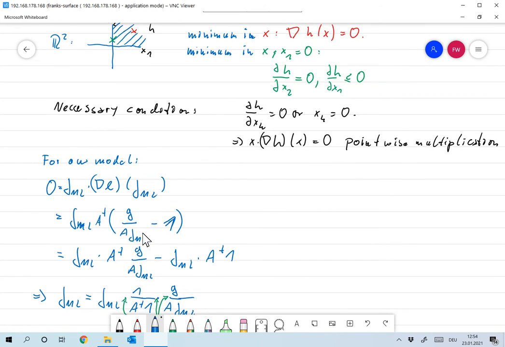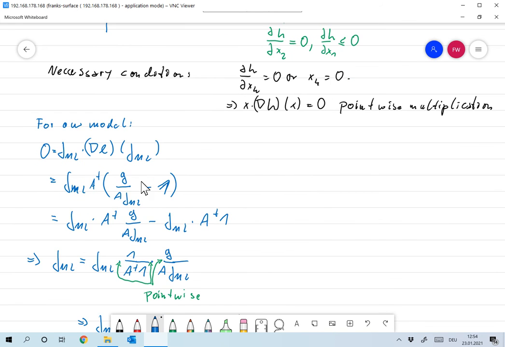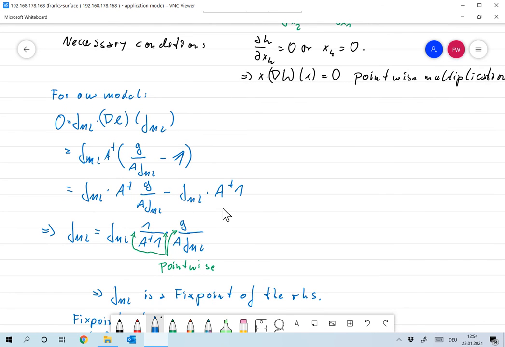Now, plugging in what we already computed for the gradient, this means that FML times (A transpose G over A FML minus 1) is 0. And I just multiply this out, and this is FML times A transpose G over A FML minus FML times A transpose 1. Okay, now dividing this by A transpose 1, again formally in each component, we have that FML is the same as FML times 1 over A transpose 1, times A transpose G over A FML.